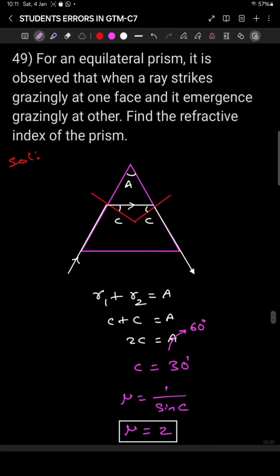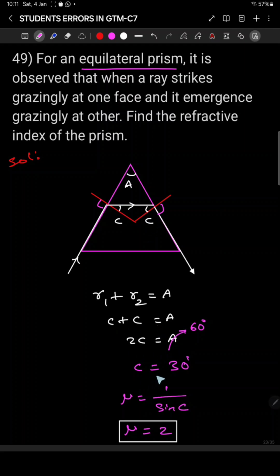Let's go to the next question. In this question, they have given an equilateral prism and a ray's grazing incidence is given, and again grazing emergence is given. That means here this is angle 90 and this will be the critical angle, and this also will be 90 and this will be the critical angle. We know that r1 plus r2 equal to A. Here r1 value see here, r2 also see, substitute here, 2C equal to A.